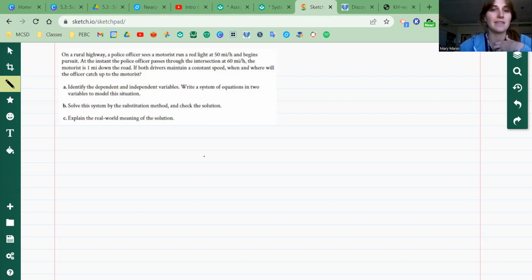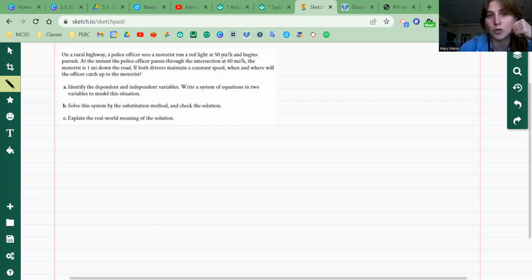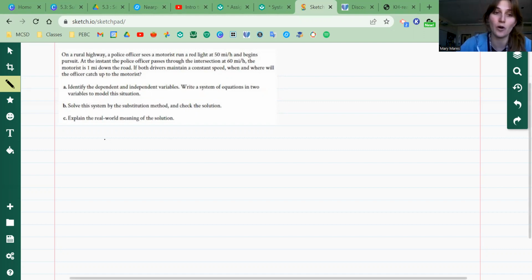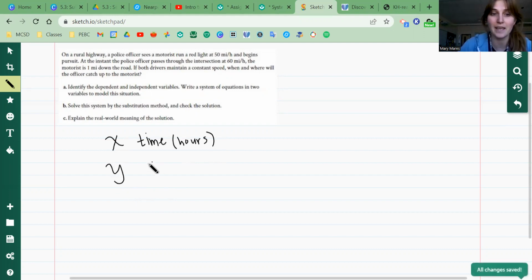So in this instance, what we're looking at is miles per hour. So we're looking at distance and time. And I always think of time as my independent variable because no matter what we do, we can't get time to stop, right? It just keeps on going independent of anything else. So our independent variable, our x, will be time, and that's in hours. And then our dependent variable will be y, and that's going to be the distance, and that is in miles.